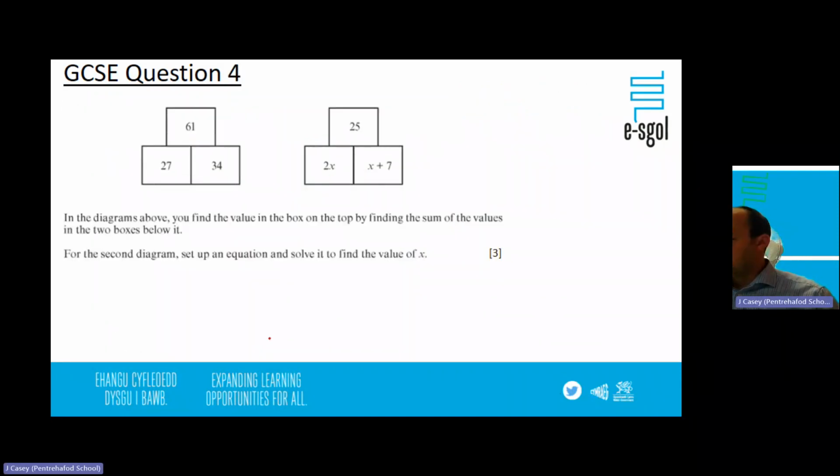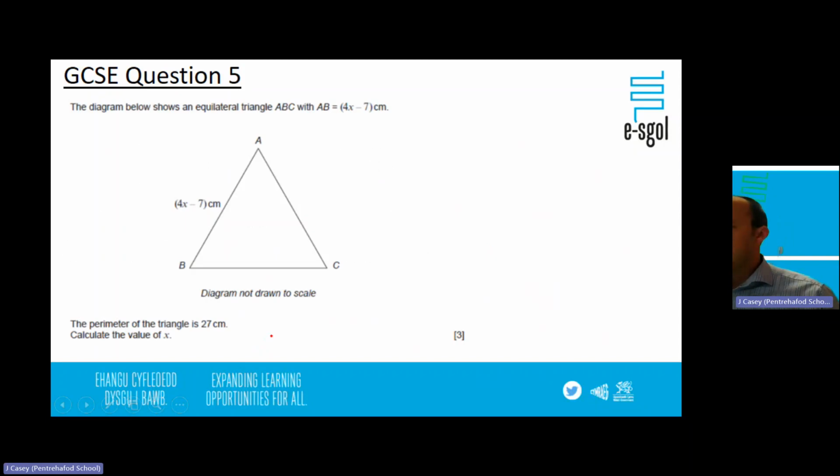Okay, I think we'll skip over this question because I think we are getting short of time. And the reason being is I think it is definitely worth us doing this question where there's more of a shape involved. Okay, so let's take a look. The diagram below shows an equilateral triangle, ABC, with AB 4x minus 7, and it gives you the perimeter in the question of 27. You've got to find the value of x. So again, if you pause now, and then I'll come back in and we'll go through the question.